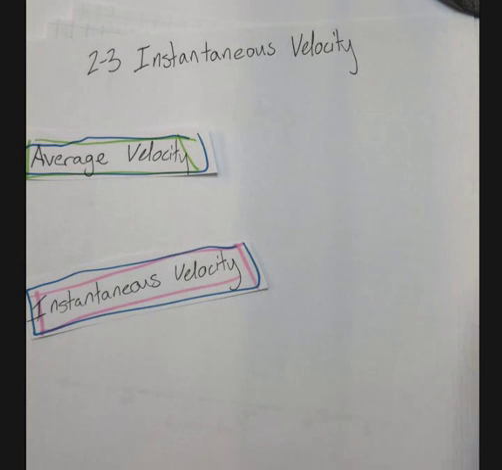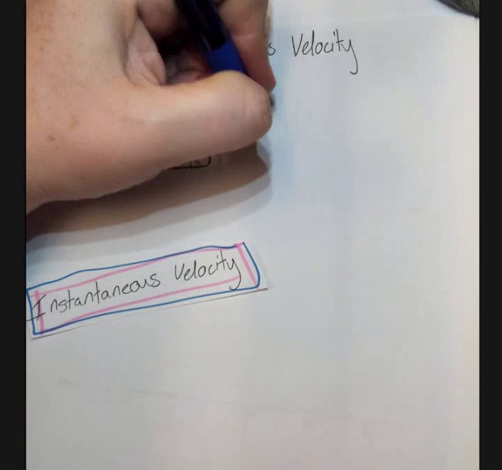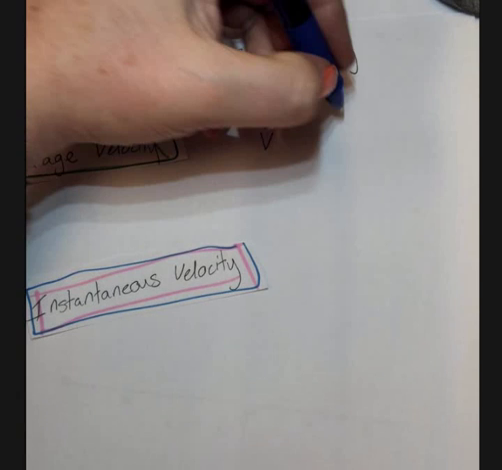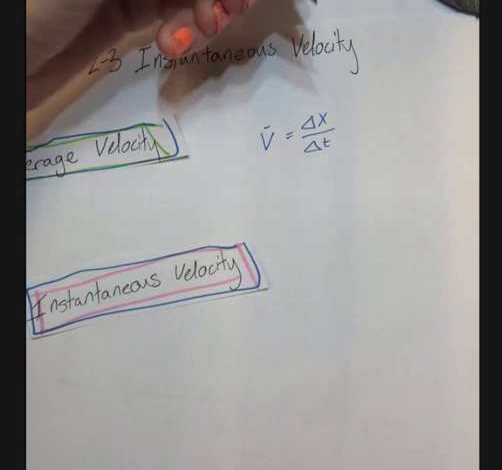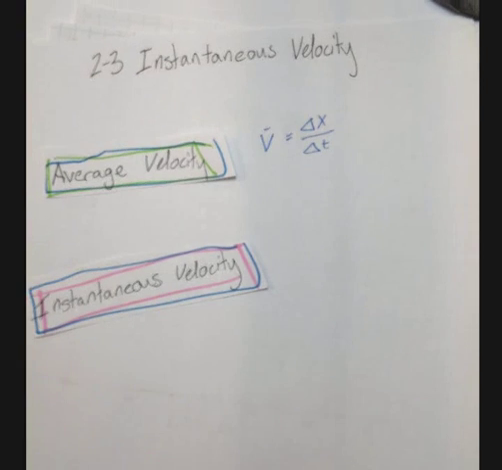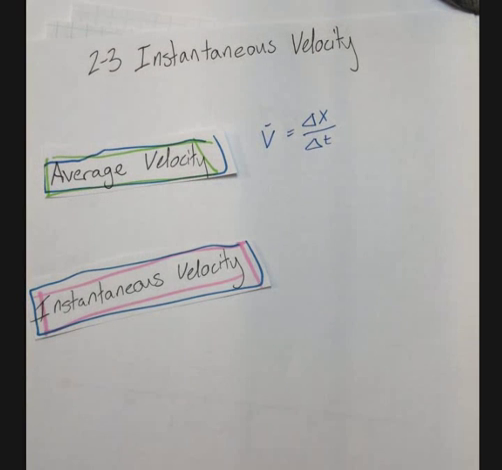All right, so average velocity is derived from the total displacement that happens in the total time that's elapsed. Right, that's our average velocity. Instantaneous velocity is whatever your velocity is right at that instant.